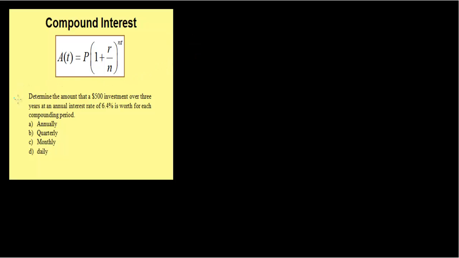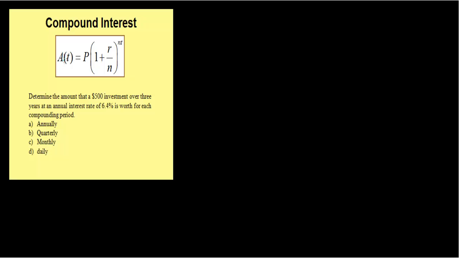In this example, it says, determine the amount that a $500 investment over 3 years at an annual interest rate of 6.4% is worth for each compounding period, and we have to calculate for a compounding period that is annually, quarterly, monthly, and daily. And this is the formula we're going to use.